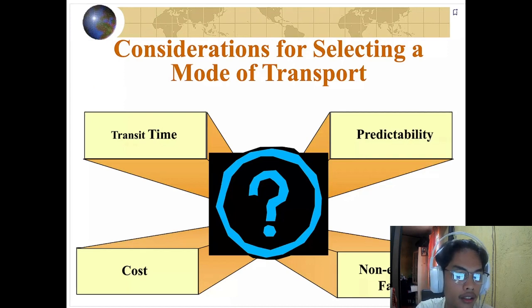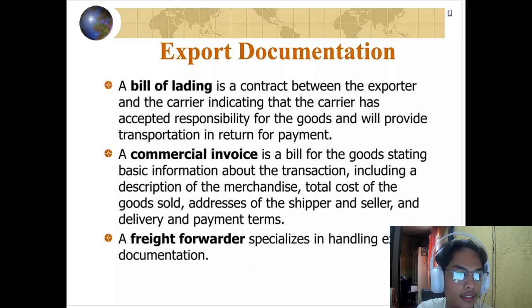So there are considerations for selecting a mode of transport. There is the transit time, the predictability, the cost, and the non-economic factors. Transit time talks about the time that the item or the delivery will take, then the cost, and also there is the predictability.